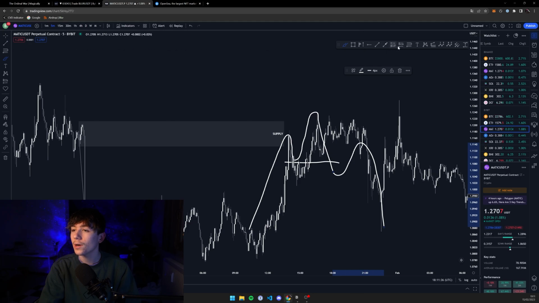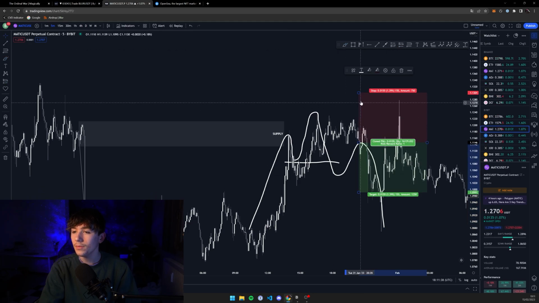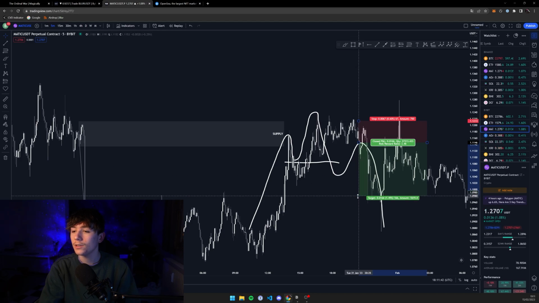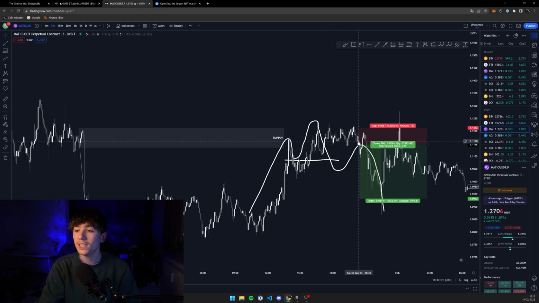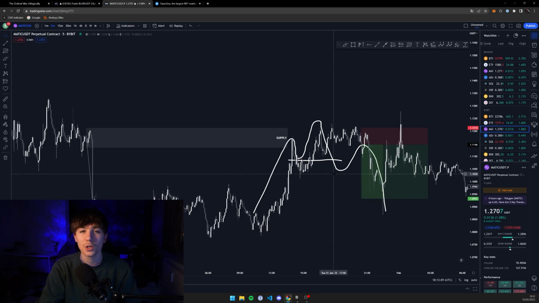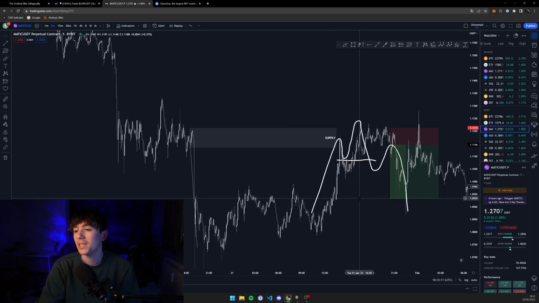If you enter right here, put your stop loss at the top of the supply zone, and then your take profit would be at this demand zone right here. So wait for price to bounce, sweep liquidity, break of structure, retest. This is where you want to enter. Of course, it will not always work, but these are the best possible scenarios to trade off supply zones and demand zones. So these are the basic fundamentals of supply and demand zones.